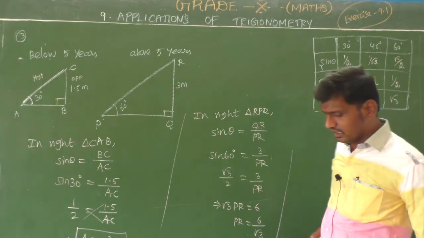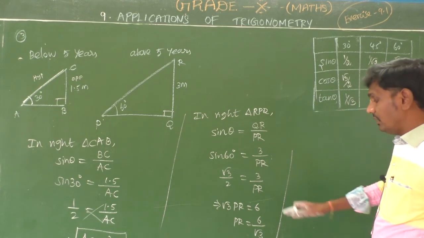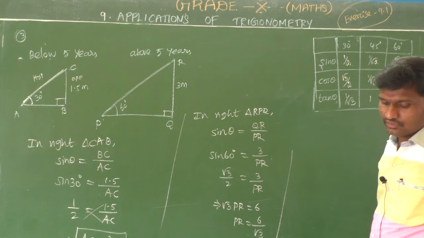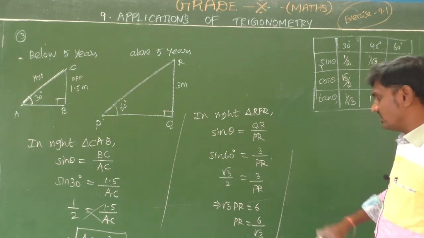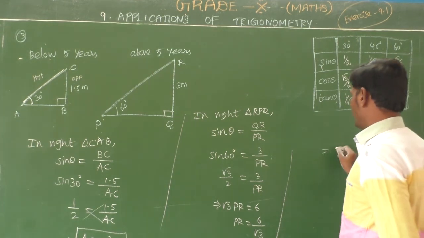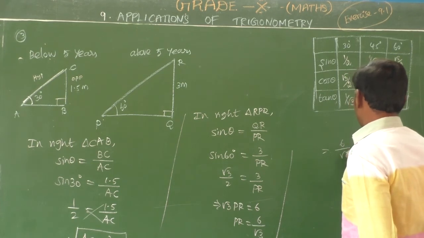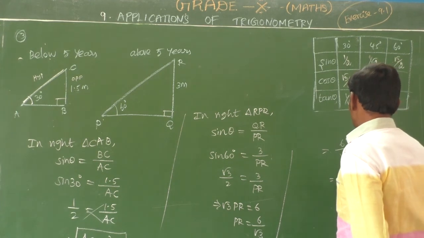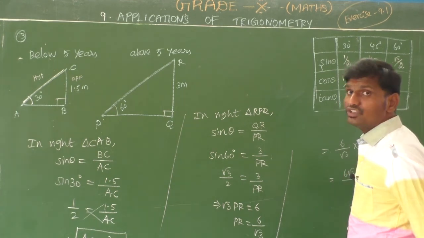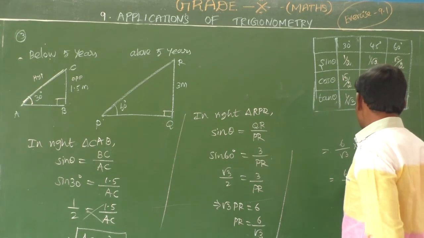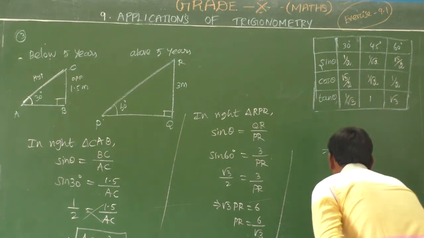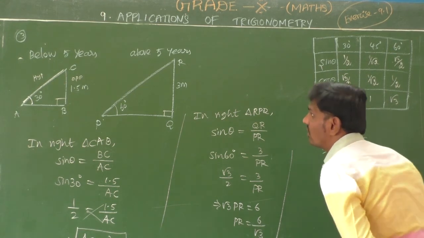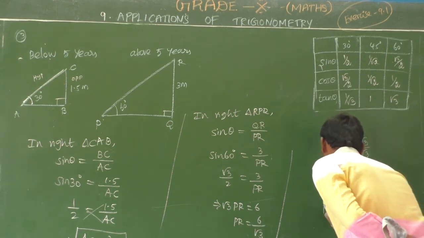Now I am going to rationalize the factor. What is your rationalizing factor? Root 3, okay. Now 6 by root 3 into root 3 by root 3. Now 6 root 3 whole divided by root 3 into root 3, what will come? 3 only. So 1 3s are 3, 2 3s are 6. So 2 root 3 meter is the length of the slide PR.